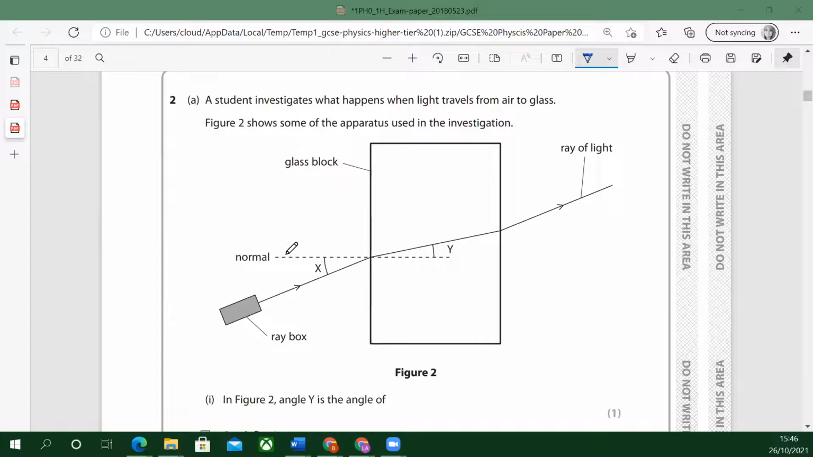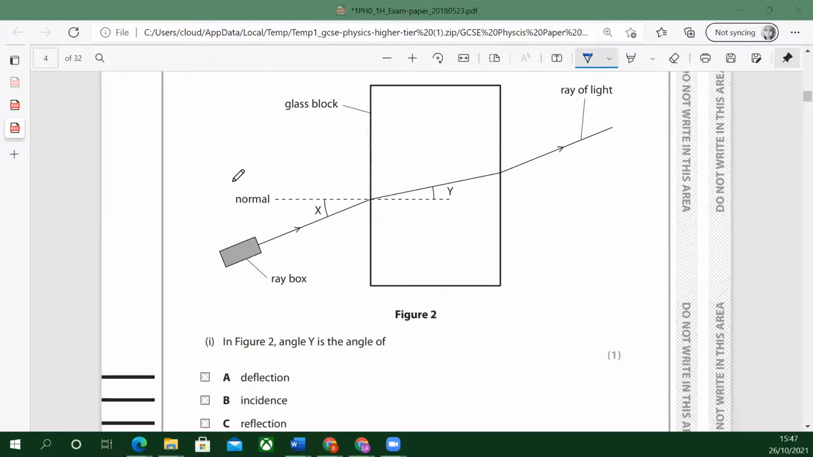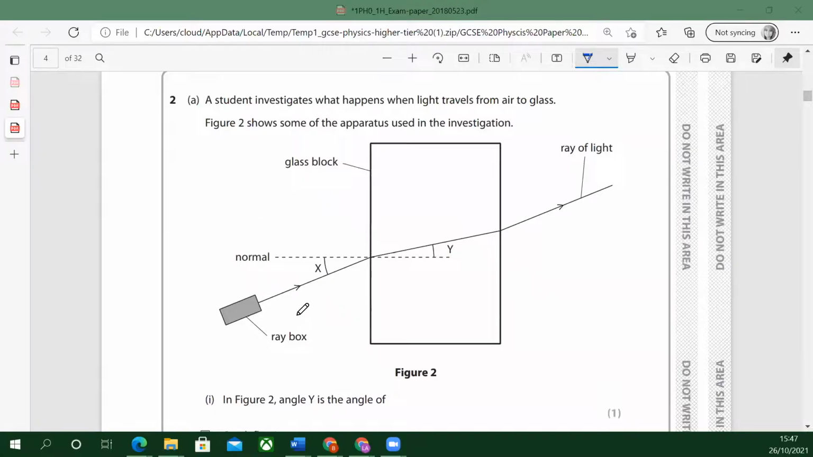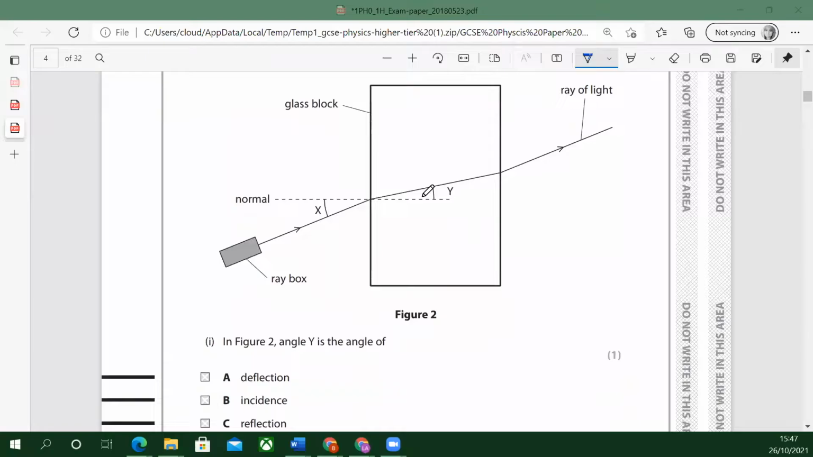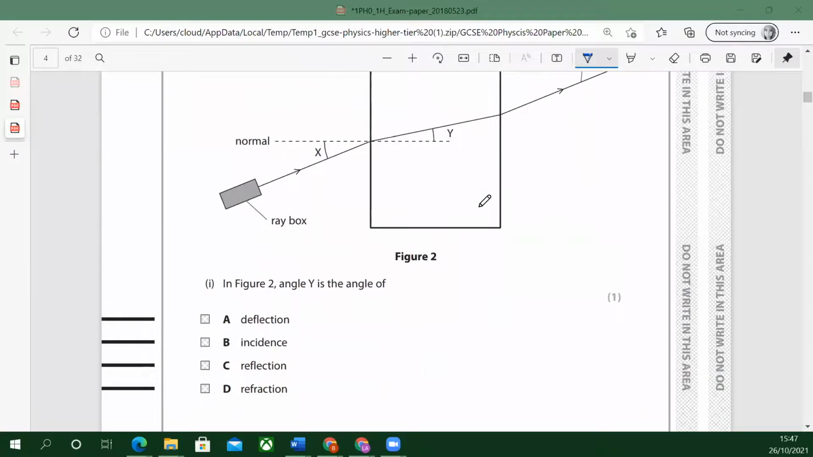They've drawn a normal. Remember, a normal line is a line drawn at right angles, or perpendicular, to the surface of the glass block or the medium that your light is entering. So figure 2 is this whole figure. Angle Y, this angle, we need to be careful here. Y is the angle of, okay, that's what's happening here.